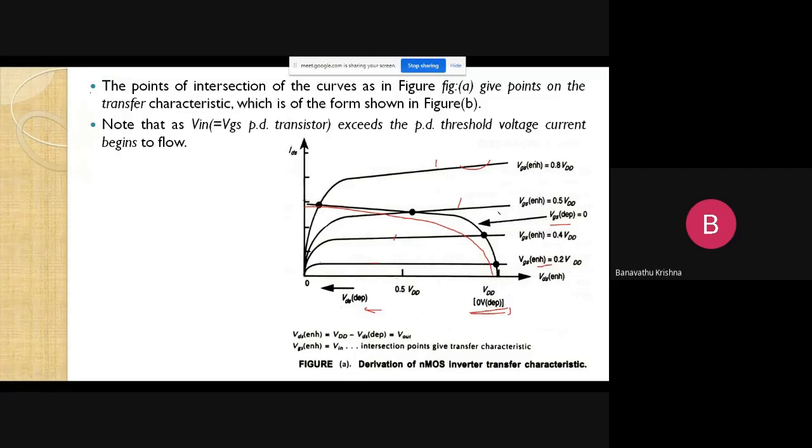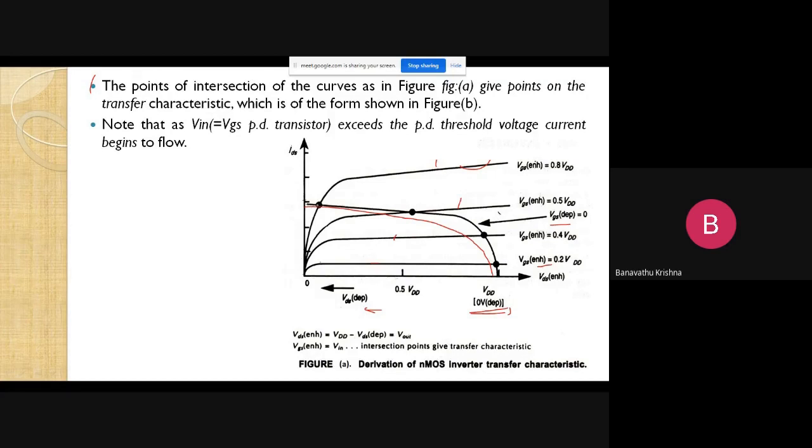Let us come to this point here. By the conditions of inverter operation, when input is 0, output is going to be 1. Input is 1, output is going to be 0. But when the input increases slightly from 0 towards logic 1, how will the transistors perform? That is the depletion mode, which is nothing but the pull up mode, and the pull down mode. Based on that, this is the curve formation here.